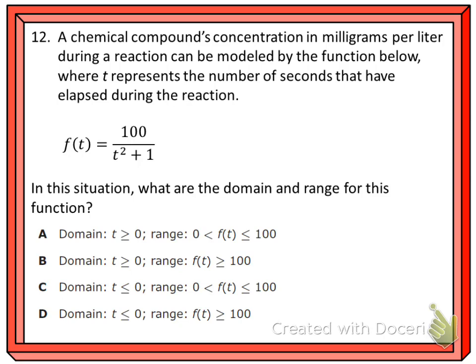So first of all, this is a rational equation because it's set up to look like a fraction, right? And we know that the denominator cannot be equal to 0. But since this is t squared plus 1, well, it's never going to be equal to 0 because t squared is always a positive number, and we're going to add one more to it. So we don't even have to worry about that.